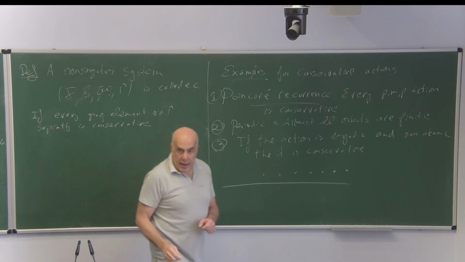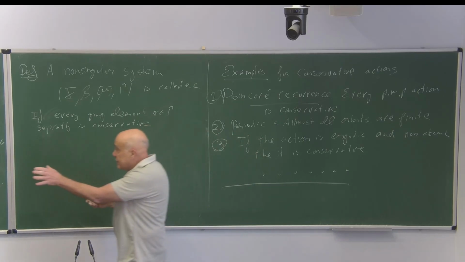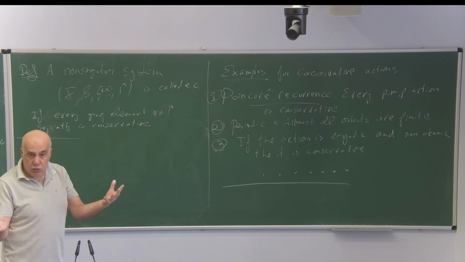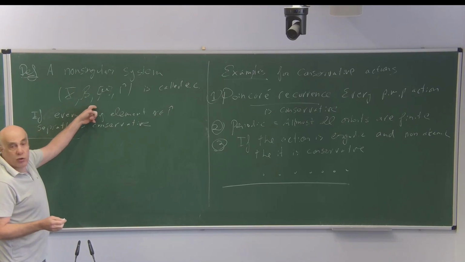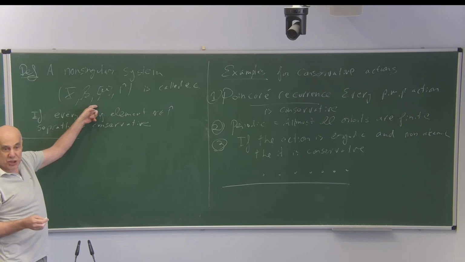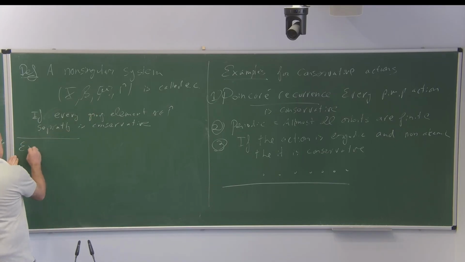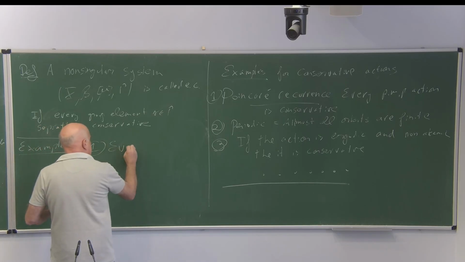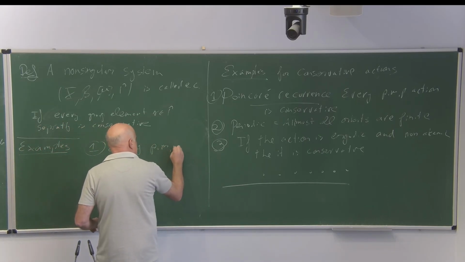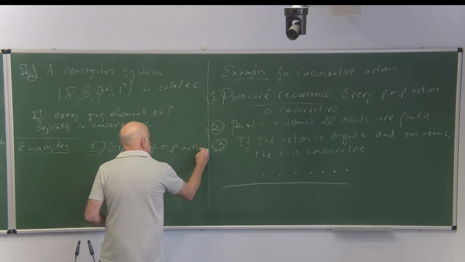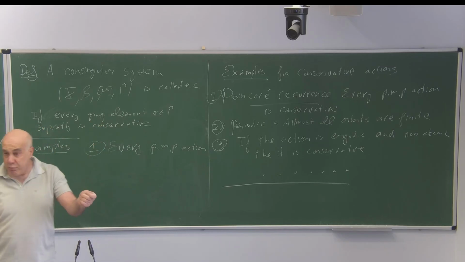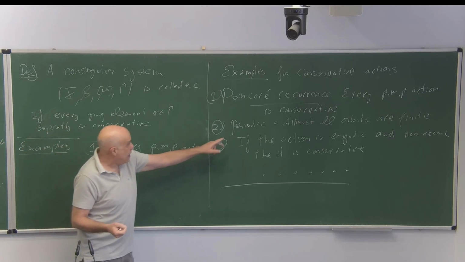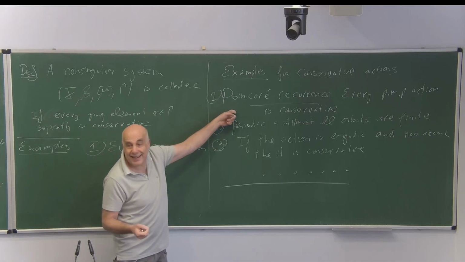And similar to what we did in the topological case, or in the Z case, let's give a few sources for such actions. So examples. One, every probability preserving action is element-wise conservative just by Poincaré. Once you have an invariant measure, then, right, this is still here.